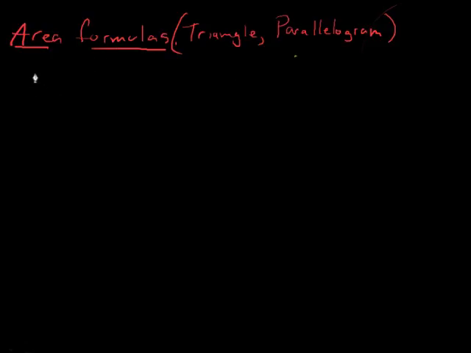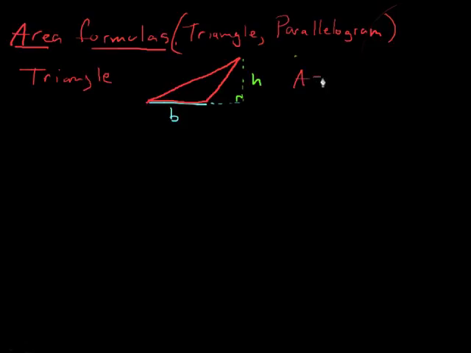So let's review. Here's the triangle with a base, base B, horizontal, and height to the base H, and whether we have the triangle like this or like this or like this, the area of the triangle is always going to be, let's do it the way we say it all the time, the base times the height divided by 2.